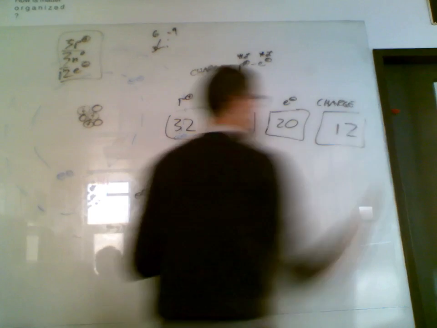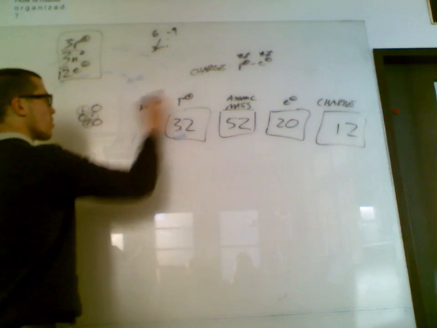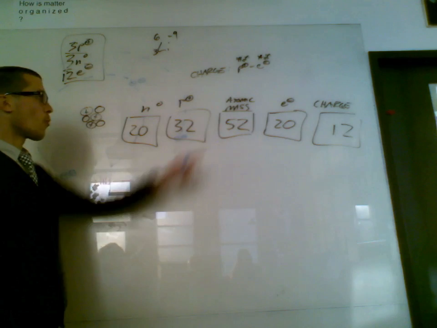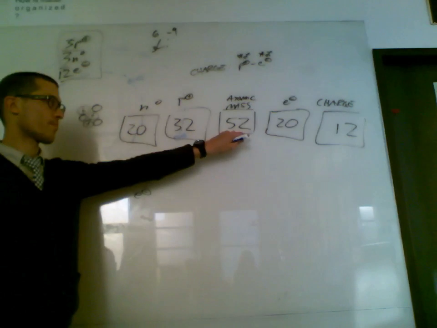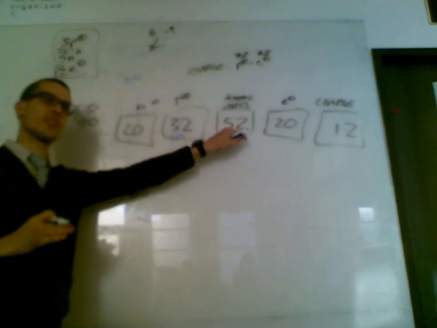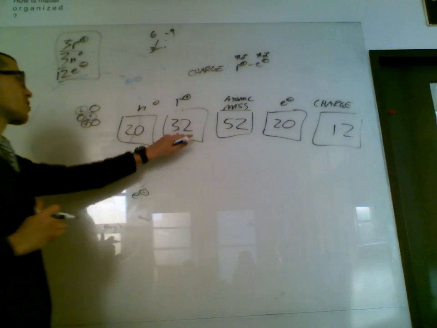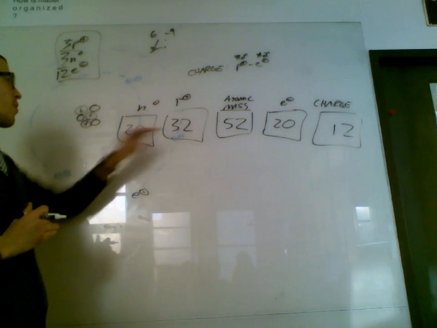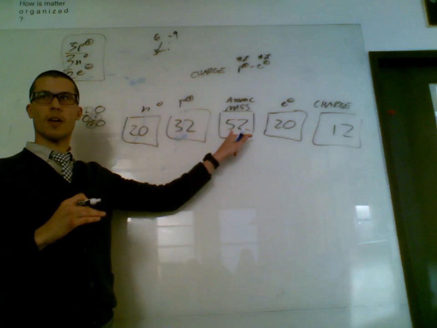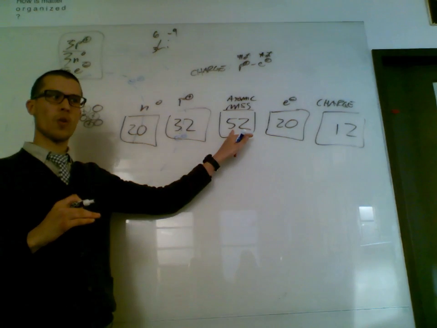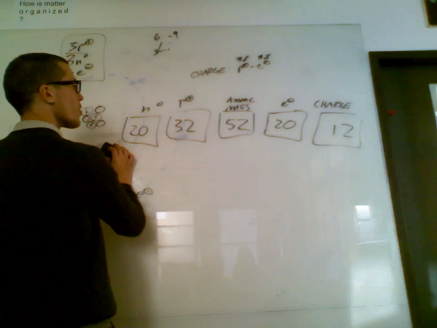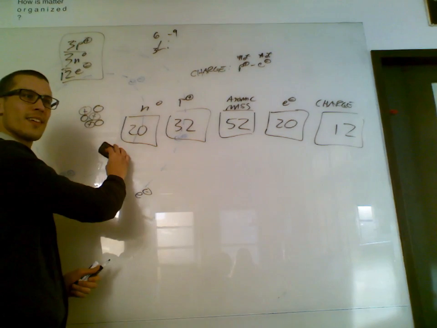How many neutrons does it have? How do you know that? 20. 20, good. Why? How do you know that? Because the mass is 52 and we have 32 protons. Right, the overall mass of this atom is 52. That's the protons and the neutrons together. So since we have 32 protons already, we must need 20 more neutrons to get to 52. That's the overall mass. Okay, good. Protons plus neutrons. This isn't that hard.